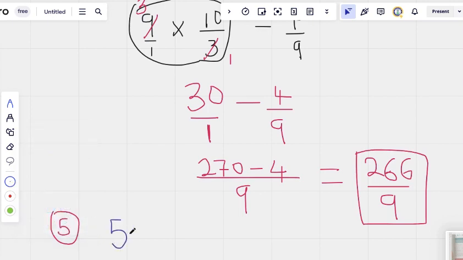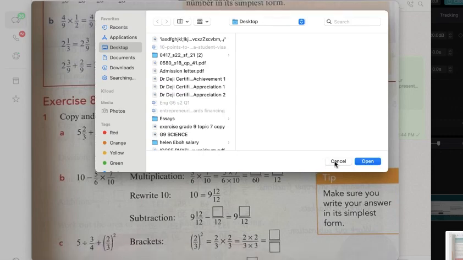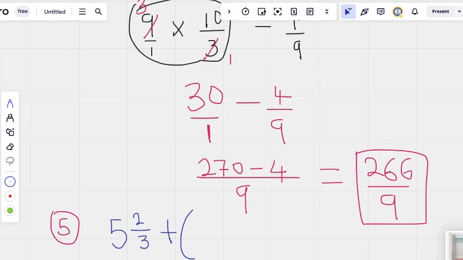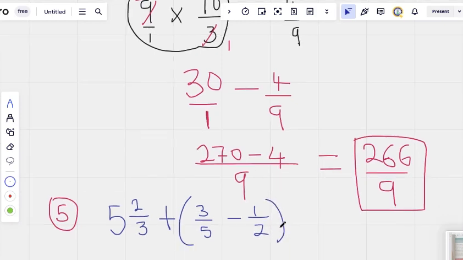5 whole number 2/3, plus, bracket, plus bracket 3/5 minus 1/2. 3/5 minus 1/2. Okay, we'll give you this question.